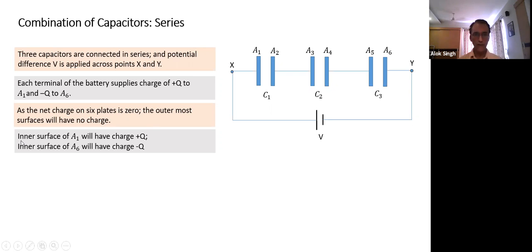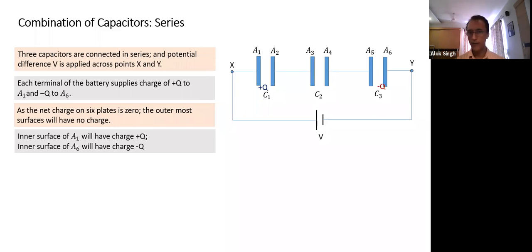The inner surface of A1 will have charge plus Q, and the inner surface of A6 will have charge minus Q. So whatever charge I have given to A1 is not on the outer surface, it is on the inner surface. Whatever charge is on A6 is also on the inner surface. That's how the charges are when the charge transfer takes place. But that's where the story does not end. Something more has to happen.